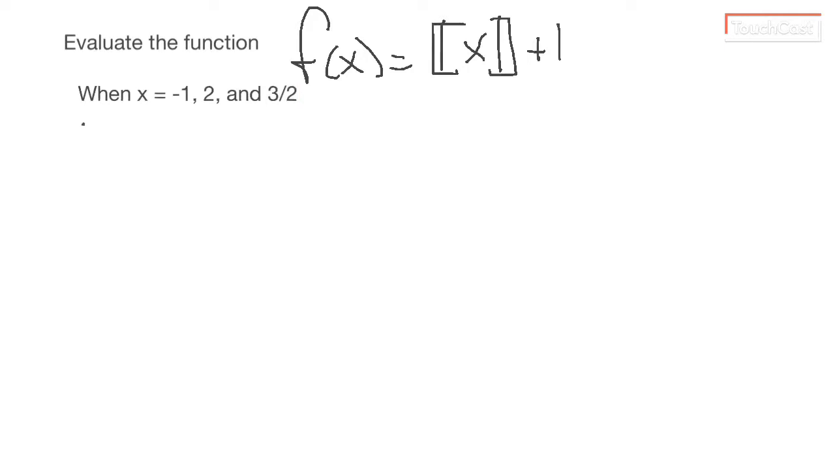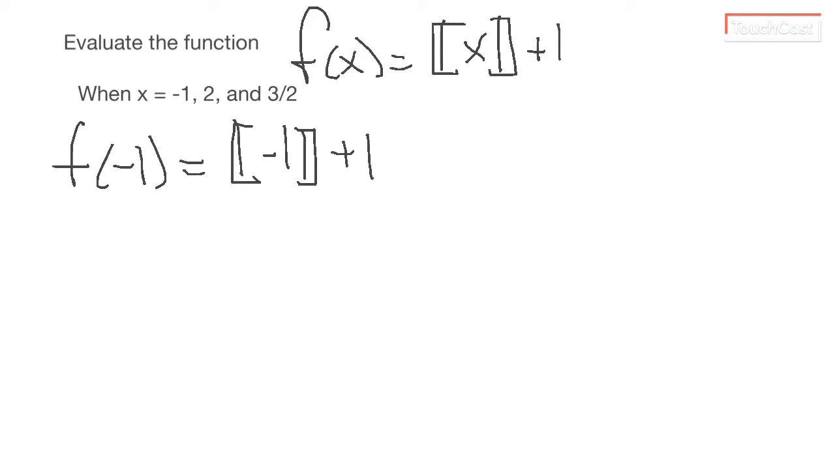So first, let's find f of -1. All we're going to do is take the greatest integer of -1 and then add 1 to it. Remember from the last little page I had, the greatest integer of -1 is the number that is less than or equal to -1. That's -1. That's an integer. So we've got -1, and then we're going to add 1 to it. So in this case, f of -1 is going to end up being -1 plus 1, which equals 0. That's pretty nice.